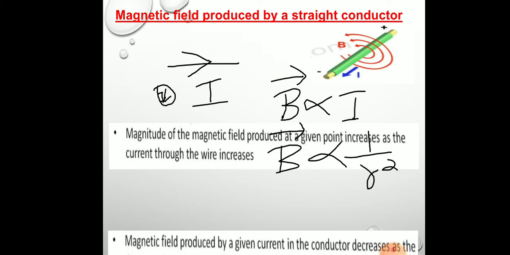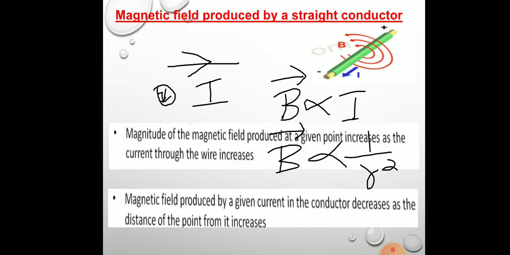Also, it depends on the distance. That means the magnetic field produced by a given current in the conductor decreases as the distance of the point increases. As the distance increases, the magnetic field decreases. As the distance decreases, the magnetic field increases. So these were the two observations about the magnitude of the magnetic field.